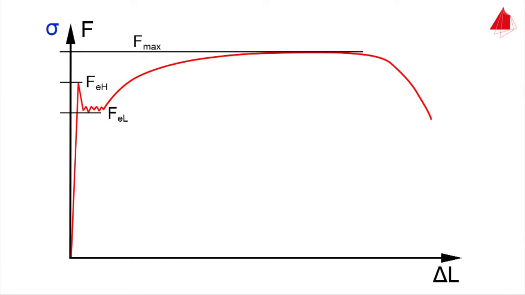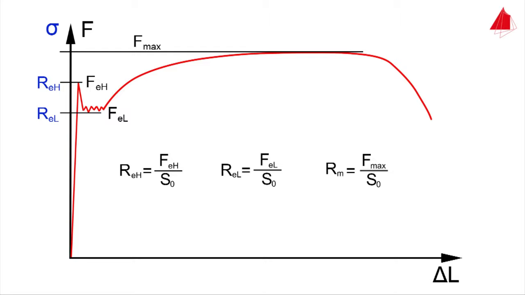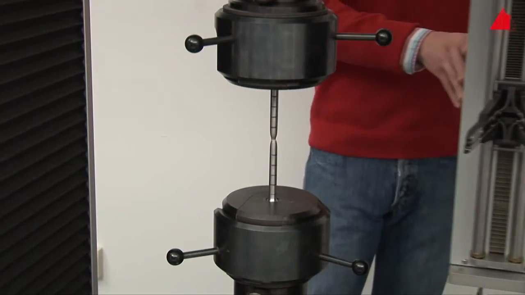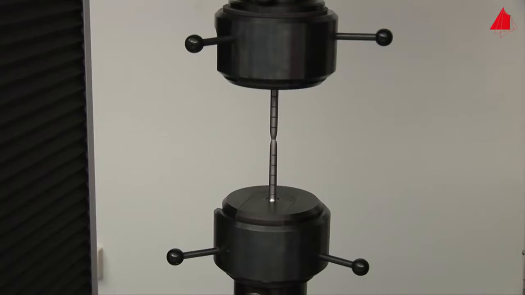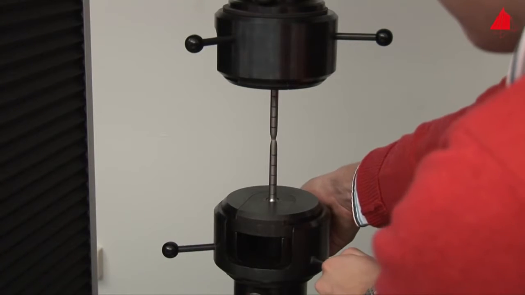The upper yield strength REH is calculated by dividing the force FEH by the original cross-sectional area S0. The lower yield strength REL is defined in a similar way. The maximum force divided by the original cross-sectional area is called tensile strength RM. In the last step, the tester swings the extensometer back into its resting position and removes the broken test piece.